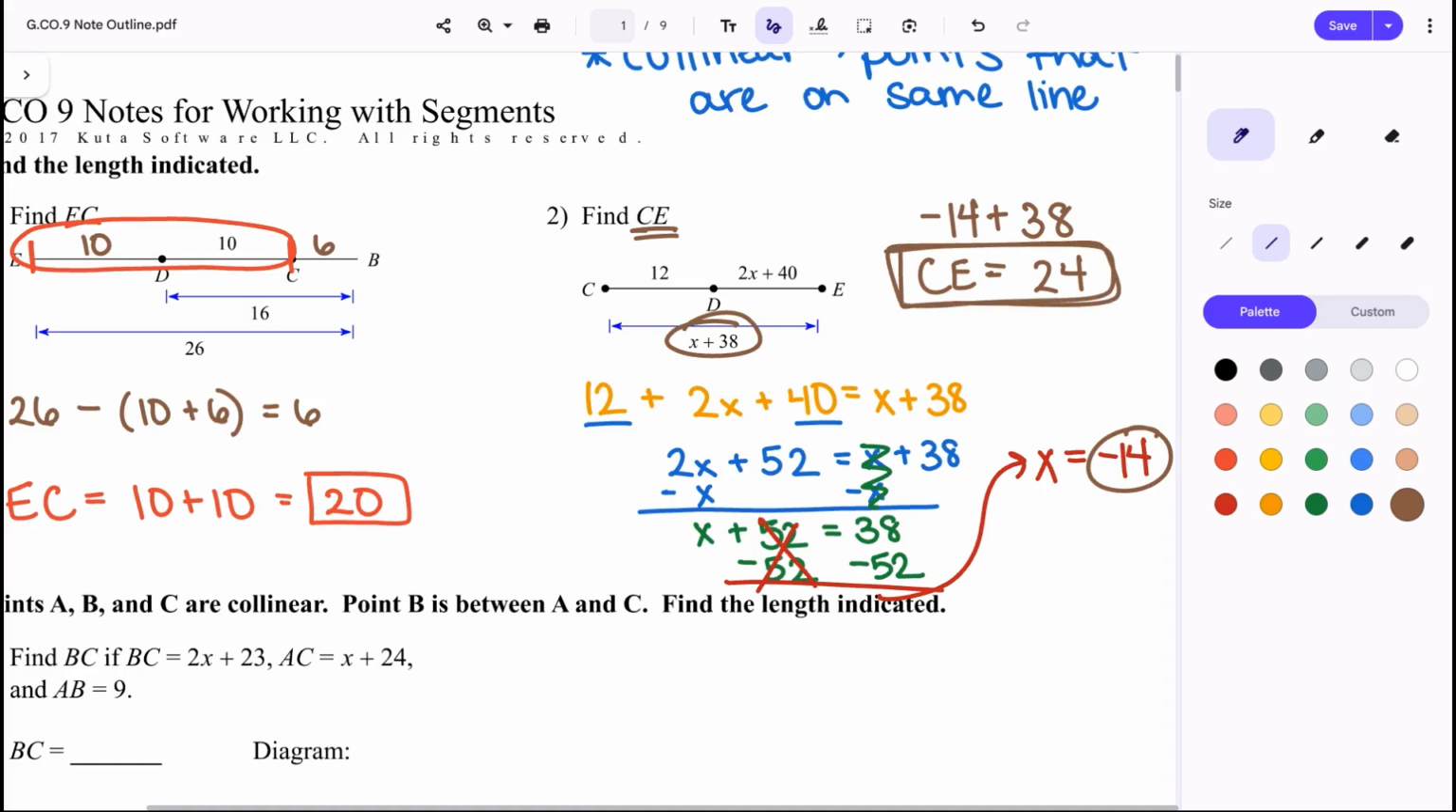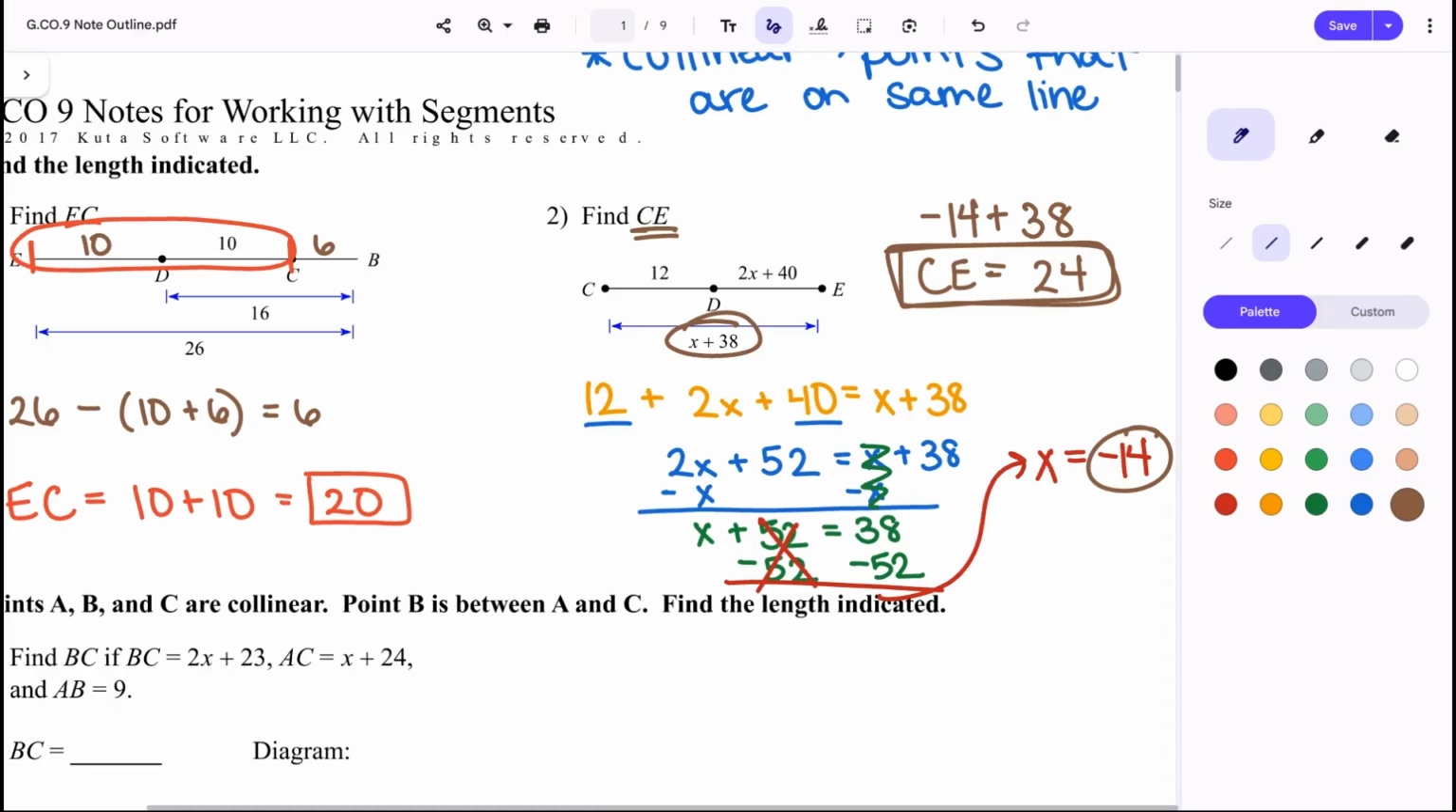So something I want you to be aware of here is when you're solving these problems and you are trying to figure out how long a segment is, your segment length should never be negative. Now, I got a negative number for my x value. That's not a problem because I have to take that and plug it back in. And when I did, I got a positive value for my segment. So that's just something to be aware of when you are doing these problems on your own. If you were to ever solve for the length of a segment and you get a negative number, you should probably go back and reevaluate what you did.